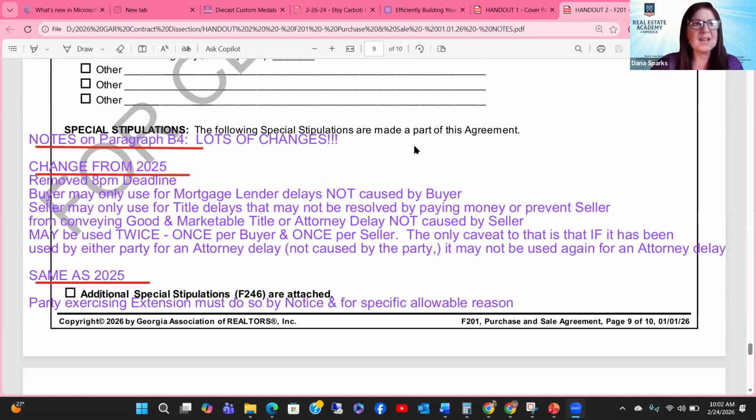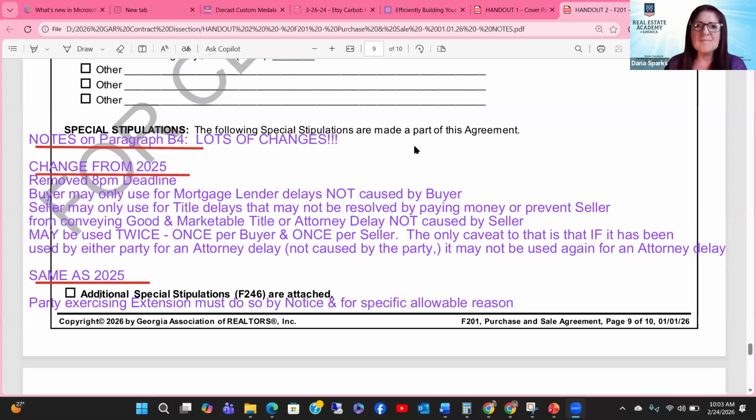Regarding the party's right to extend the contract unilaterally for 8 days, meaning you only need one party's signature. Last year, they put in an 8 p.m. deadline that the party sending the notice to extend the contract for 8 days unilaterally had to send that notice prior to 8 p.m. day of closing. They've taken that out. Now the time frame goes, either party may send it through 11:59 p.m. the last day of closing.